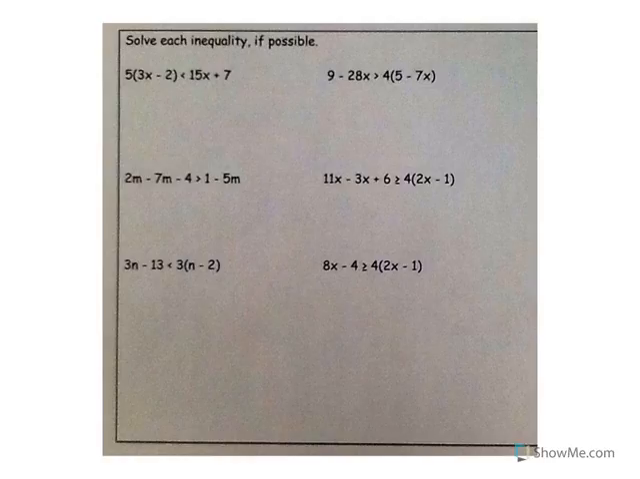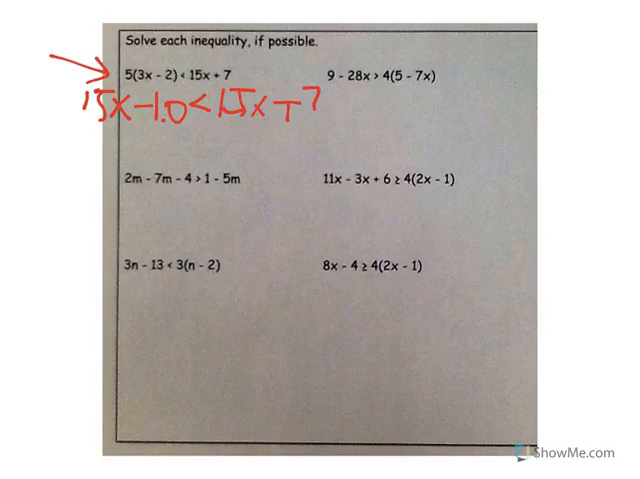Solve the inequality if possible. It is completely in the realm of possibility that these inequalities will not ever work with particular numbers. And that's the case for this one right here. You might clue that in right away because you're going to end up here with 15x minus 10 is less than 15x plus 7.